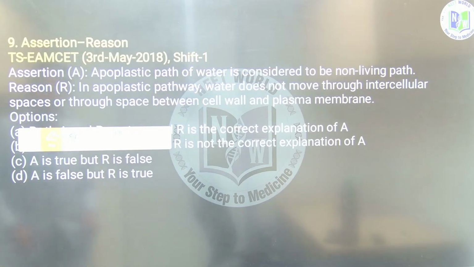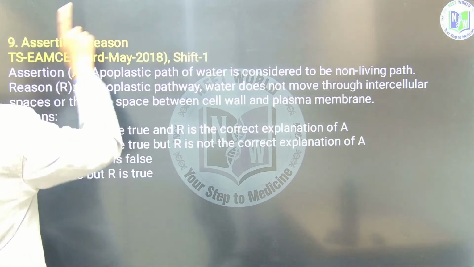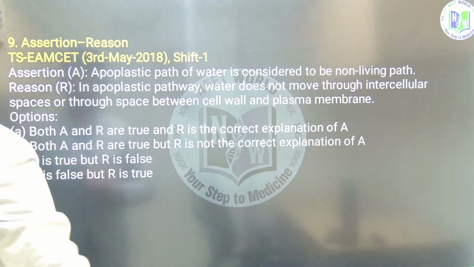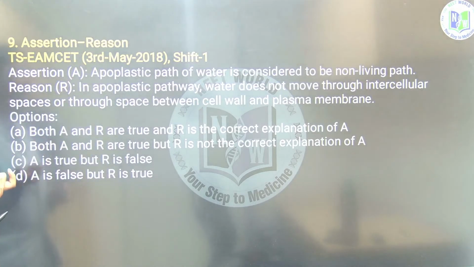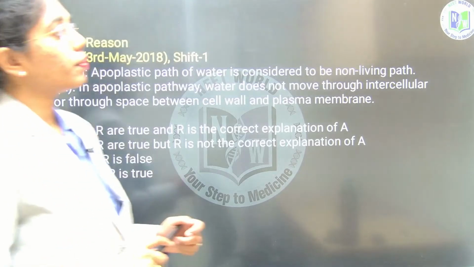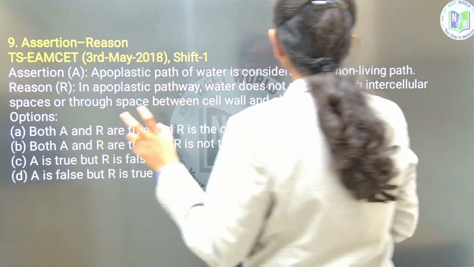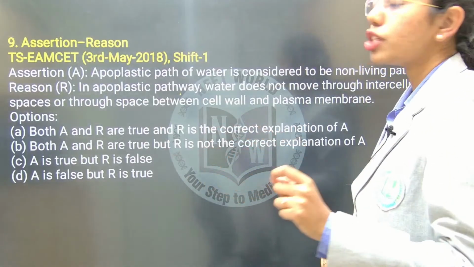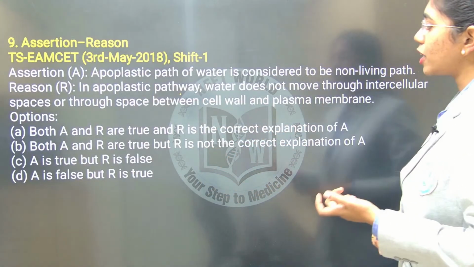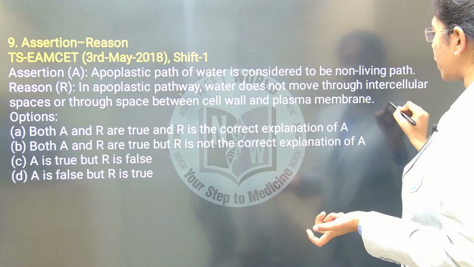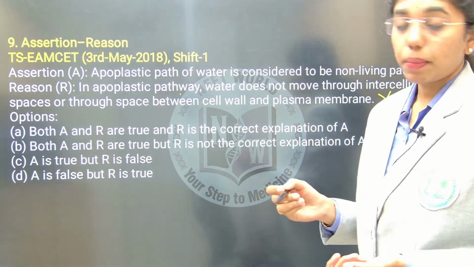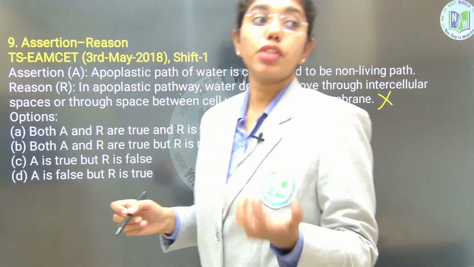Okay, and match the following type of questions. Here we go with the assertion. Apoplastic path of water is considered to be non-living path. Reason: in apoplastic pathway, water does not move through intercellular spaces or through space between the cell wall and plasma membrane. Wrong. Apoplastic pathway and symplastic pathway, let us recall it once.